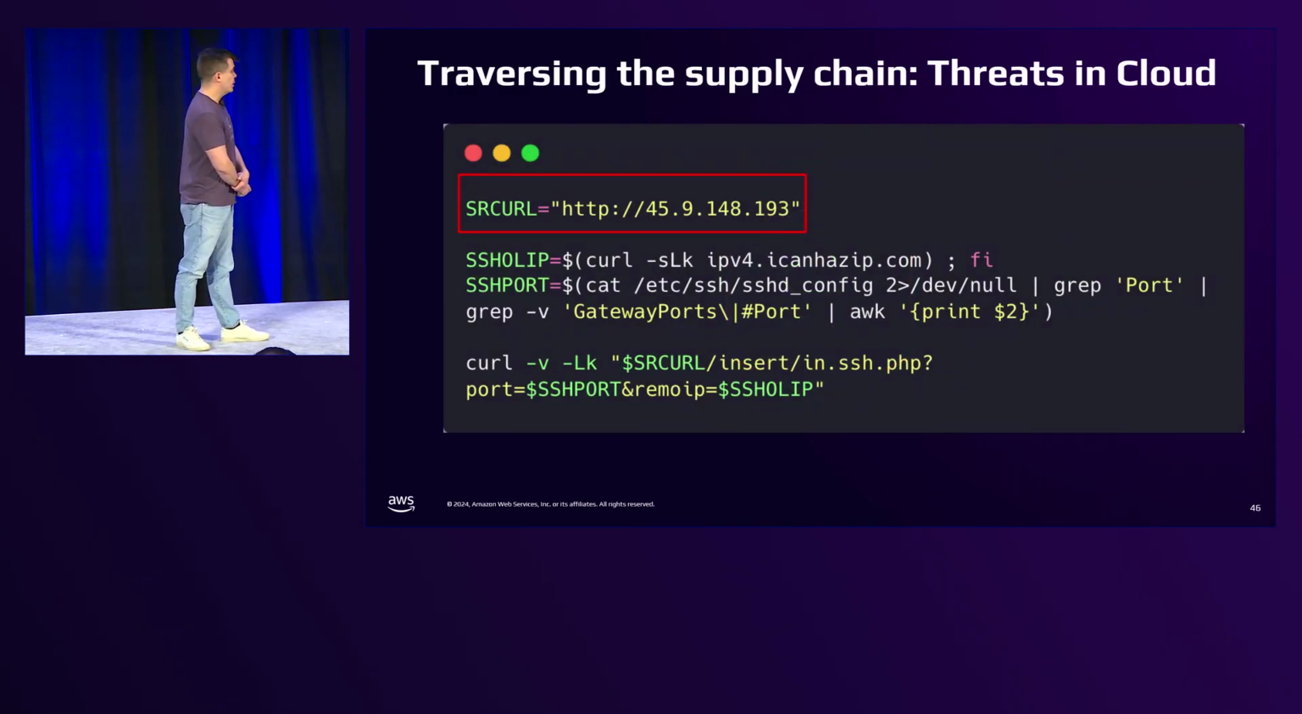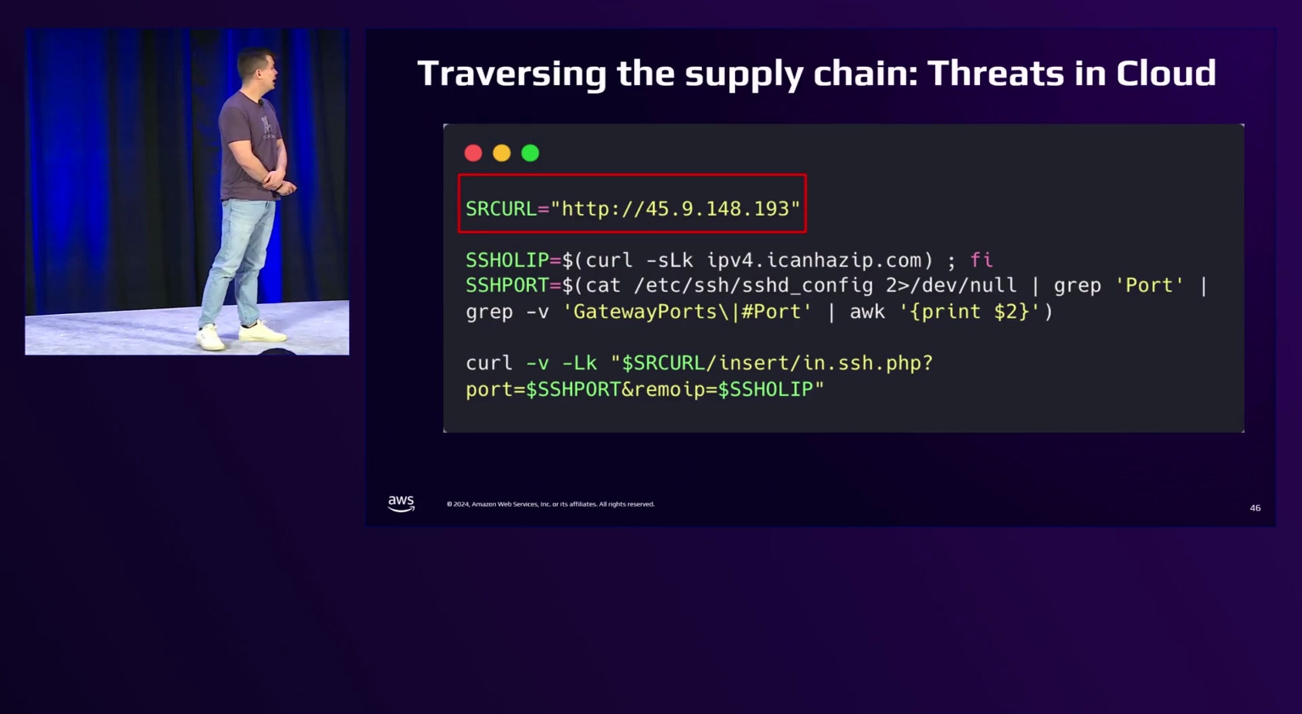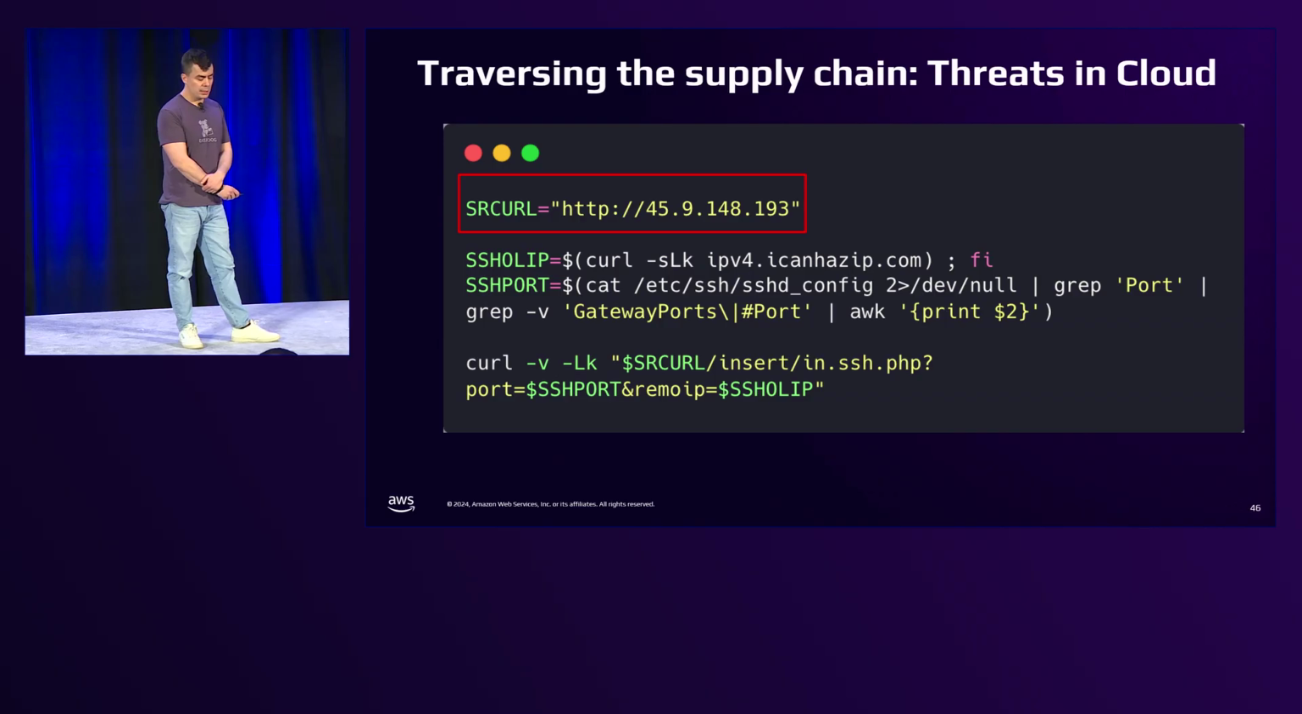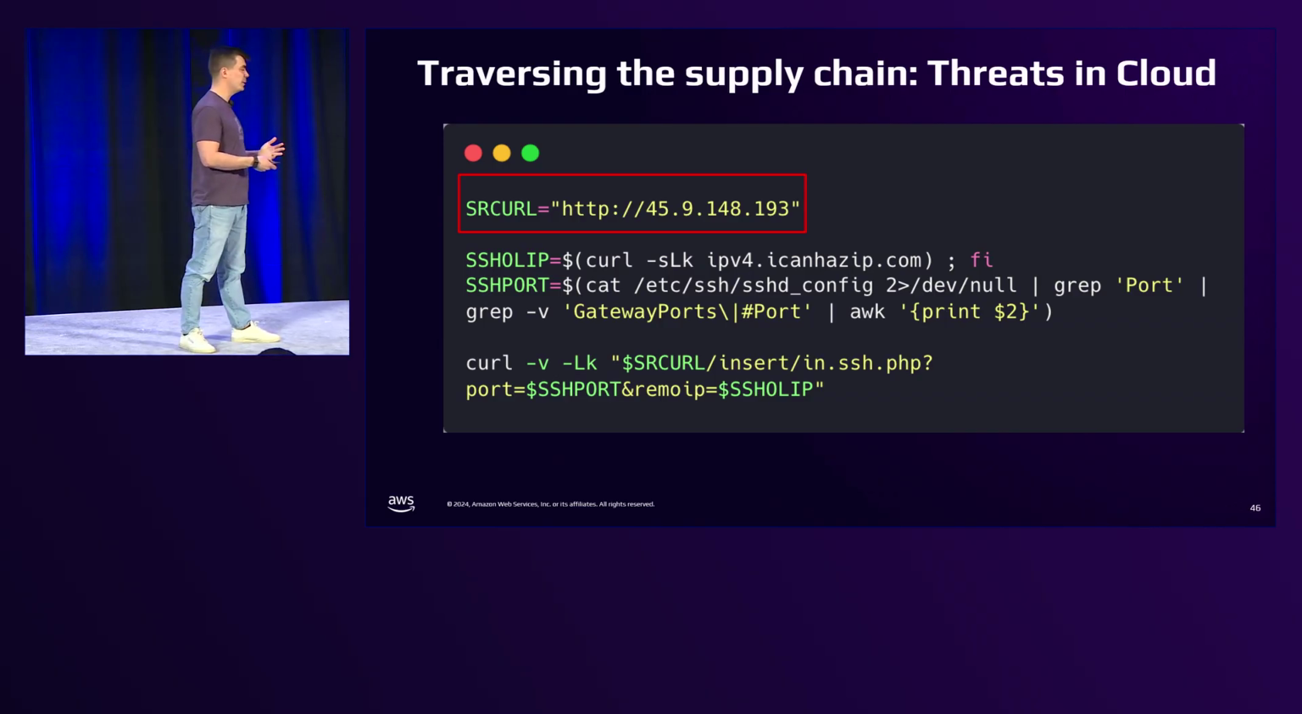One of the pieces of malware that was dropped in the previous campaign reaches out to a separate command and control server, which you can see as the IP address right there. It does some basic housekeeping. What is the IP address of this infected machine? What is the SSH config? It also takes the secrets and drops them to that IP address. This is just one example of that curl command at the bottom, placing all this information at the server at in.ssh.php.